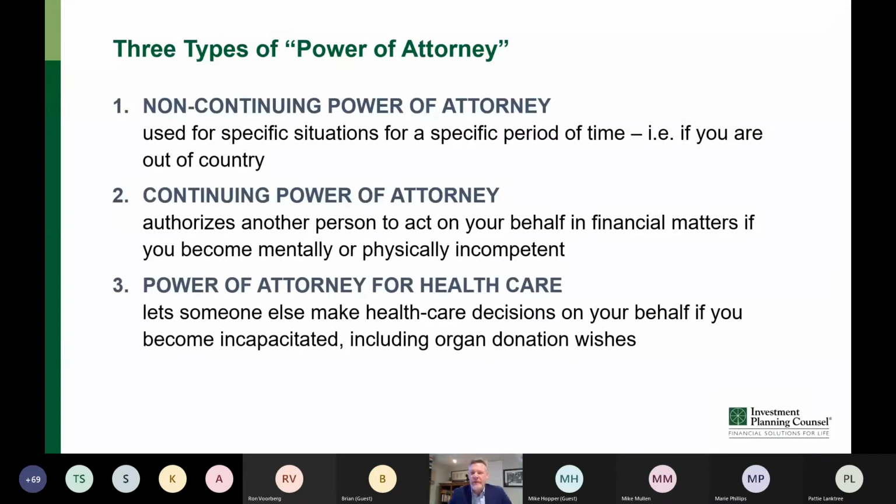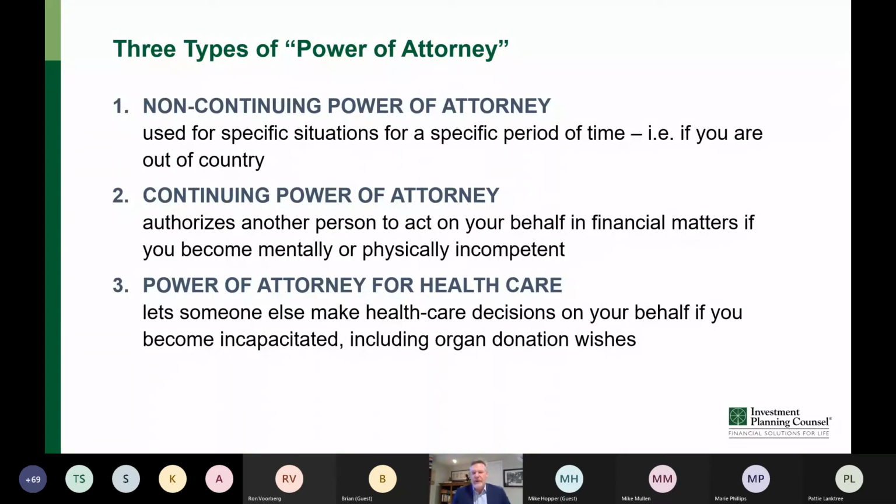So there's three types of power of attorneys that you can have. The first one is not as used as much, and that's largely because technology has been able to allow you to do a lot of things that you required people to write checks on or be in front of them. It's called the non-continuing power of attorney, and it's used for specific situations and for a specific period of time. Say you left the country or you want to take a leave of absence, someone could sign on your behalf. So that's called a non-continuing. And again, due to the technology now, it's not used as it used to be in the past.